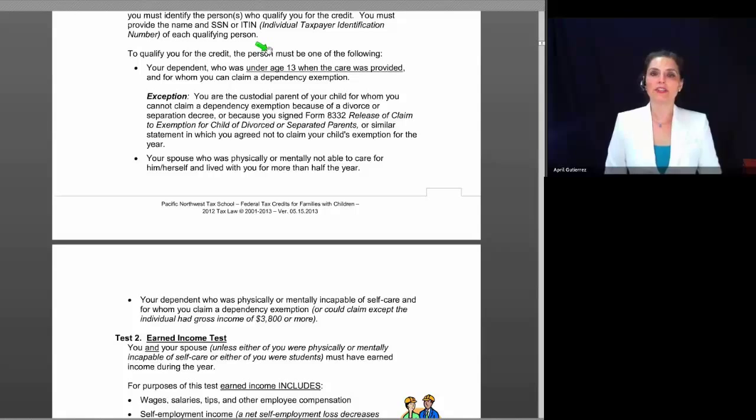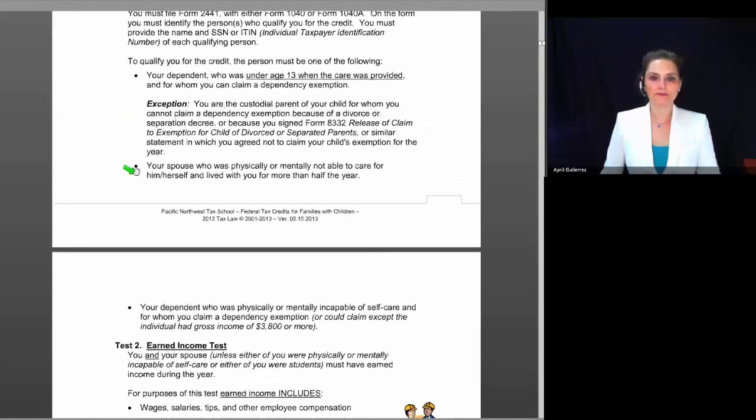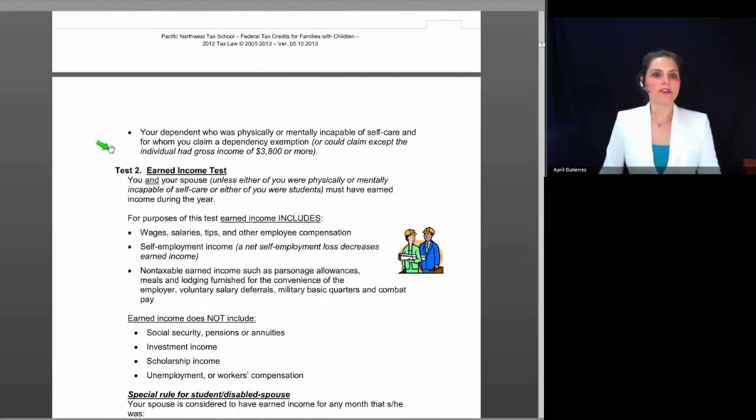So what that means is if you have a child who turned 13 during the year, any child care expense paid for that child prior to their birthday would be allowed. But from the point that child turns 13, you're no longer allowed to claim the child care expense you pay for them. Also, if your spouse was physically or mentally not able to care for him or herself and lived with you for more than half the year, then you can claim the cost of caring for your spouse while you go to work. Or your dependent who is physically or mentally incapable of self-care and for whom you can claim a dependency exemption, or you would have been able to claim their dependency exemption, except that individual had gross income of $3,800 or more.